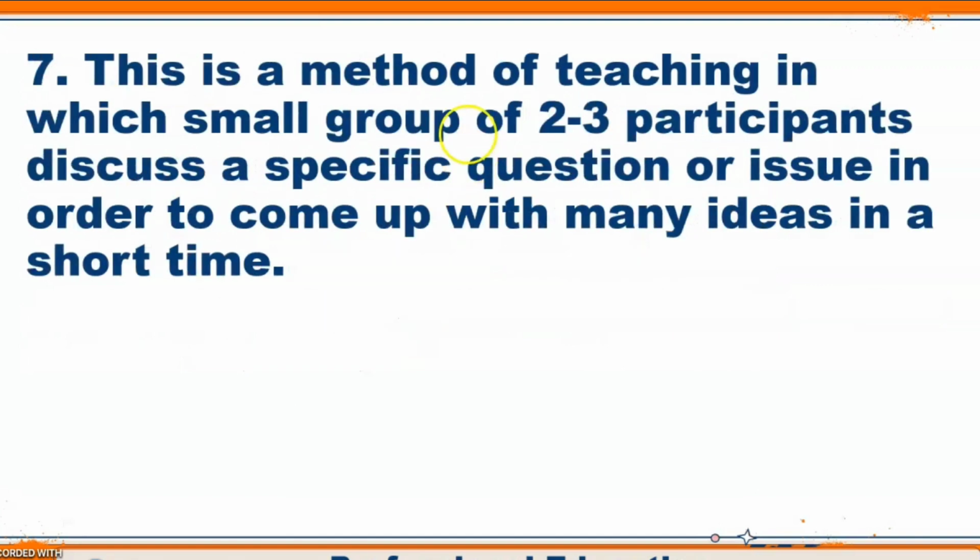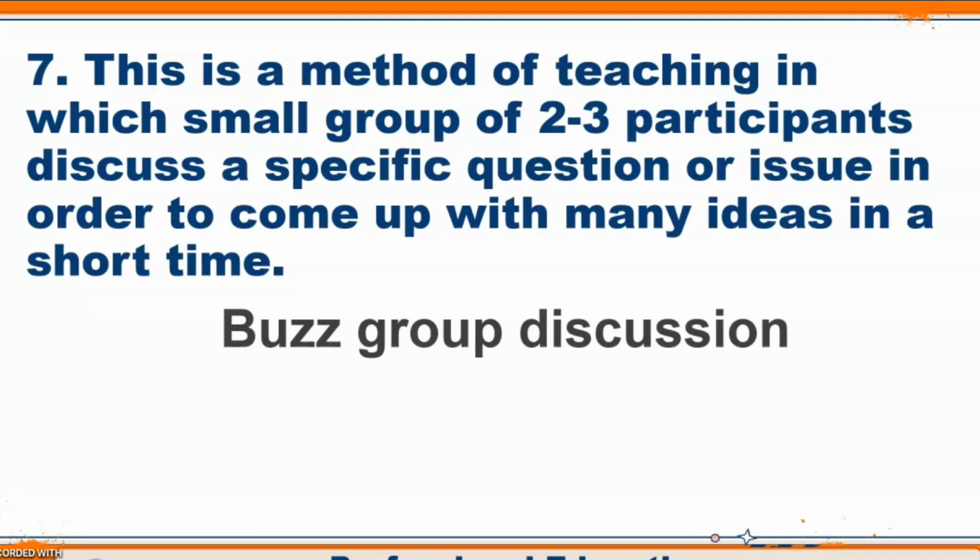Number 7. This is a method of teaching in which a small group of 2 to 3 participants discuss a specific question or issue in order to come up with many ideas in a short time. The answer is buzz group discussion. Do you have any idea why it's called a buzz group discussion? This is so because the group produces buzzing sound. That's why it's called buzz group discussion.